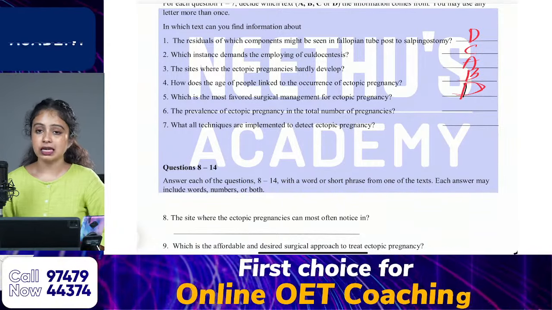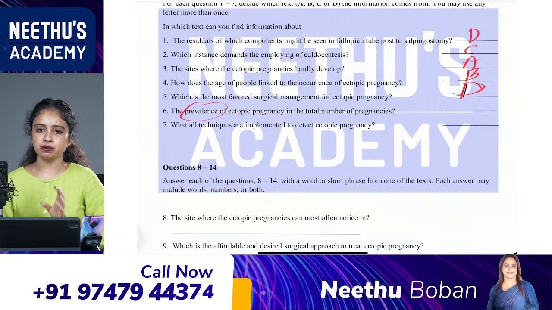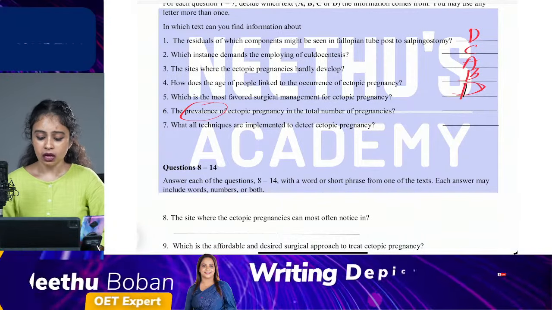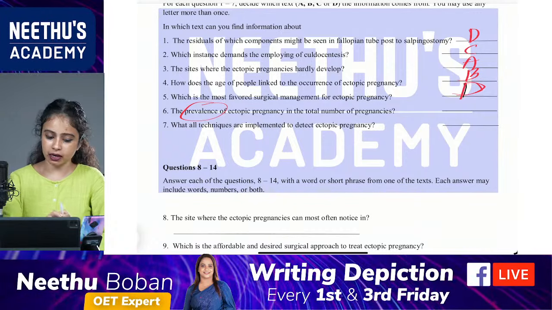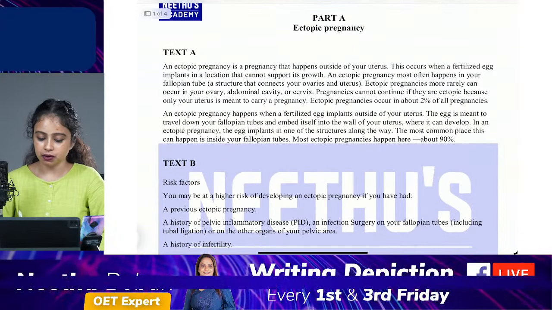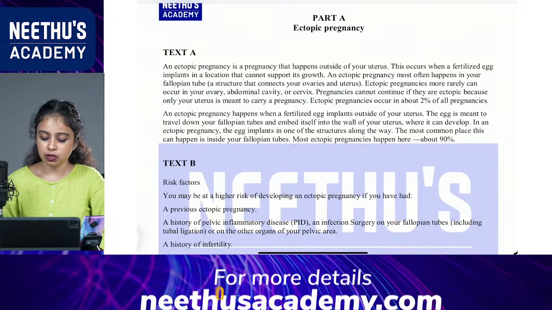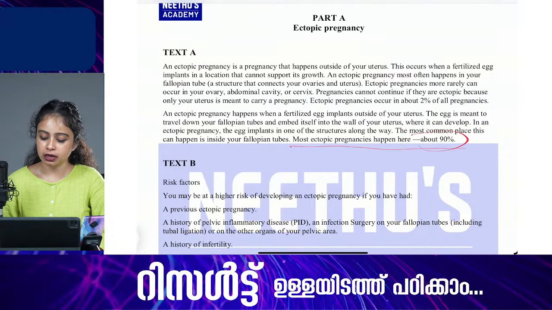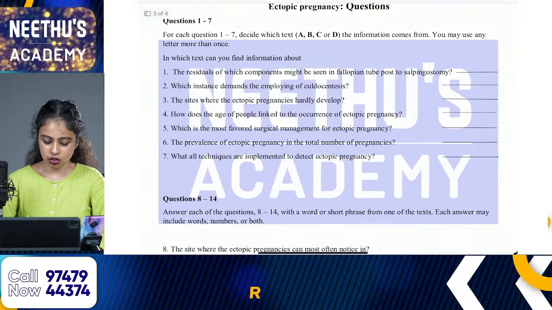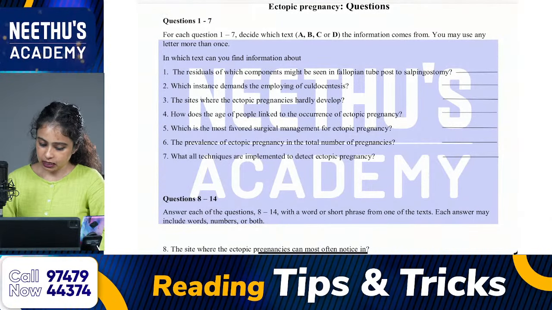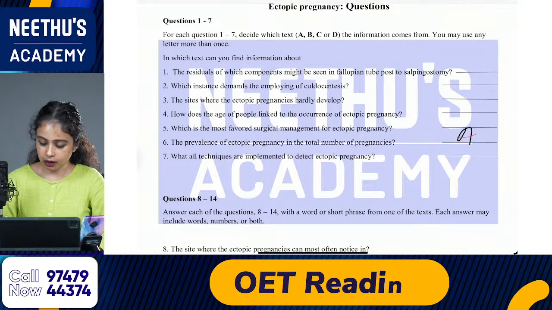Yeah. So the sixth one, the prevalence of ectopic pregnancy. So very easy question, prevalence. In the total number of pregnancies. So where is it mentioned? Without even going to the paragraph, you can identify. It is from text A. So where is it mentioned in text A? Most ectopic pregnancies happen here, about 90%. So it's all about the prevalence. So our answer should be from text A. Okay, so prevalence, which is from text A.